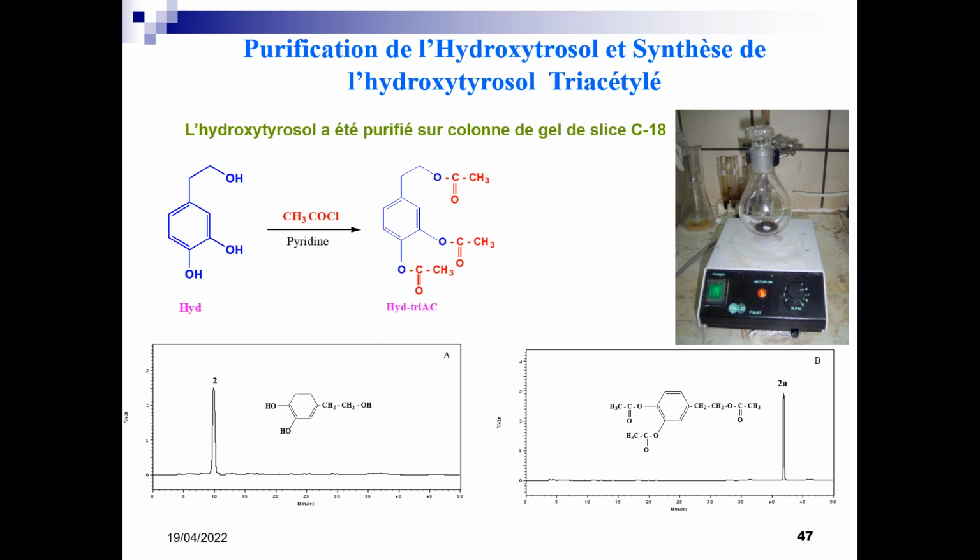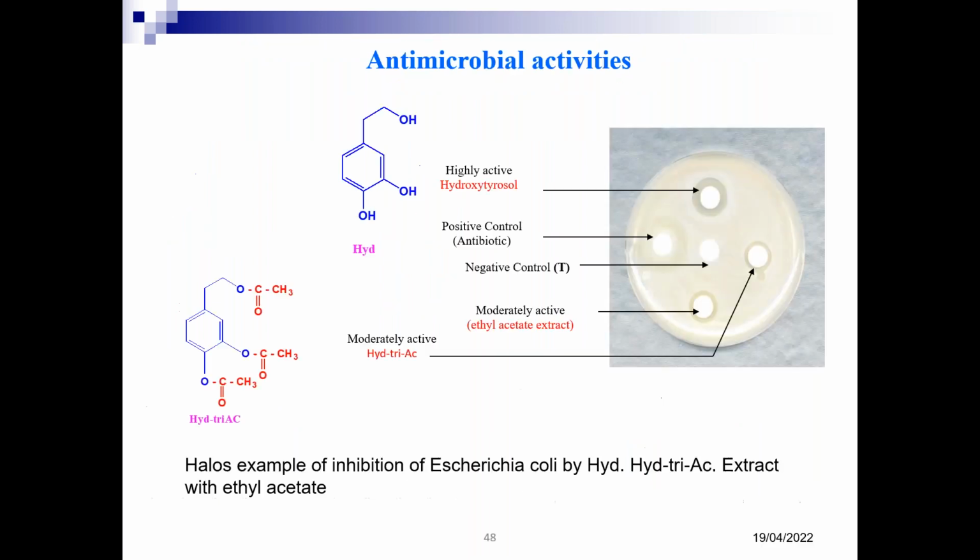In order to stabilize this compound, we have tried to acetylate the hydroxyl groups of hydroxytyrosol, and we succeeded in stabilizing this compound. You can see in the chromatogram the compound was at 10 minutes, and now we obtained a new compound at 41. And we are testing this compound before stabilization and after stabilization, and we find that the activity is still there.